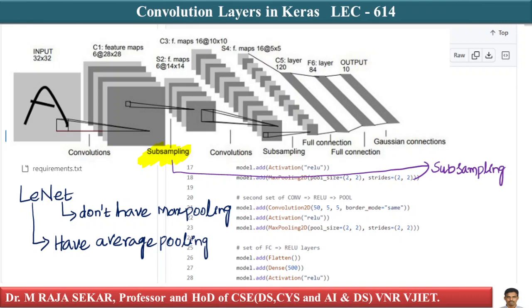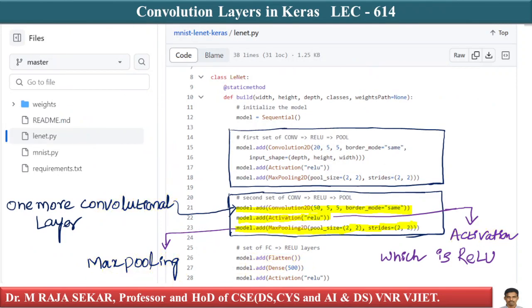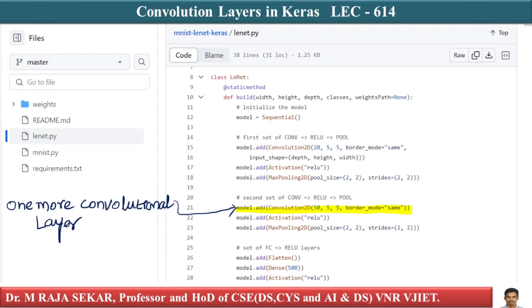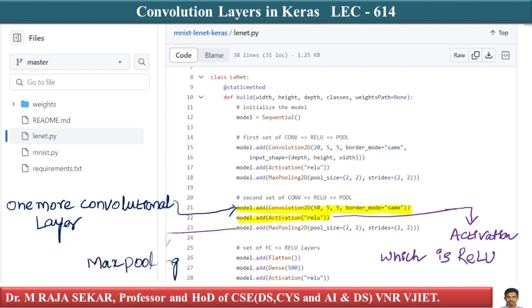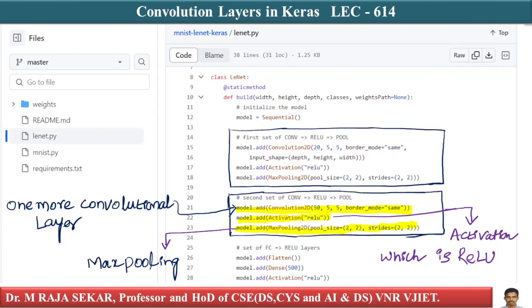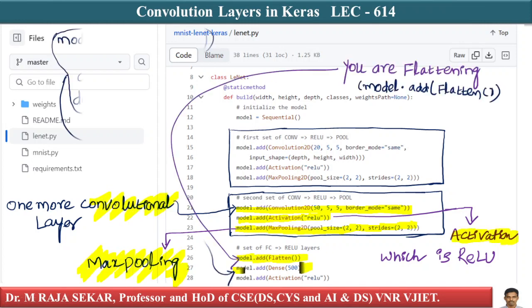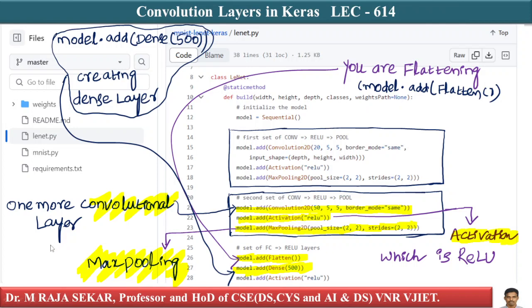Again, similarly, after this you are creating one more convolution layer, one activation which is ReLU, then max pooling, and so on and so forth. The structure is very simple. Let me walk you through this first. Observe this one carefully.